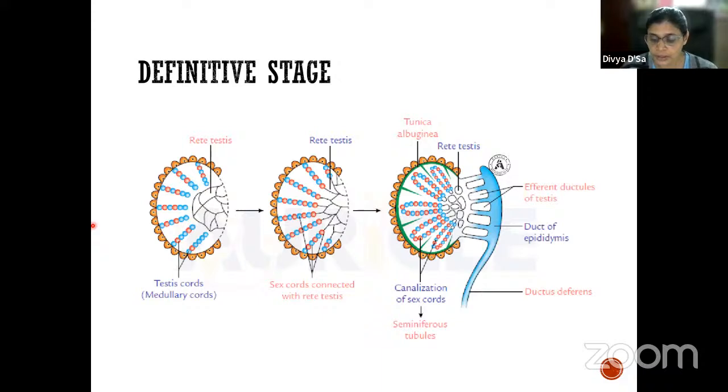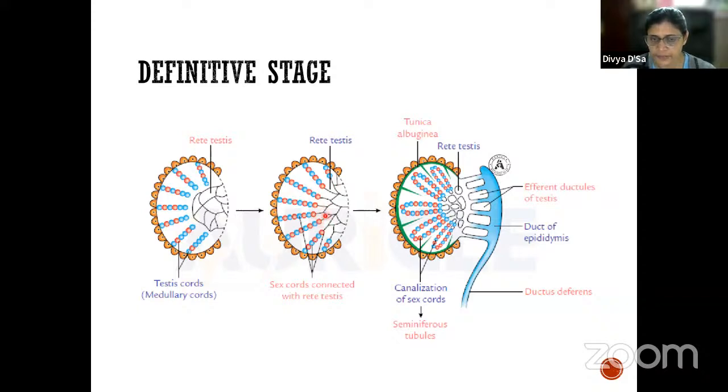When that is there, the primitive sex cords increase in length and extend into the central part, that is, the medulla of the indifferent gonad. They start extending here. Now we call them the testis cords or medullary cords. Towards the hilum of the gonad, these medullary cords regress.